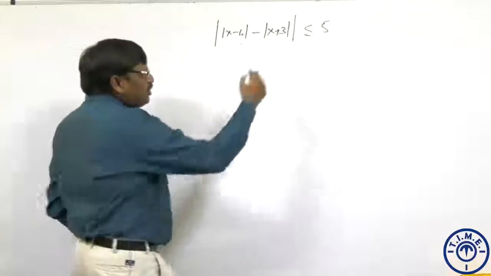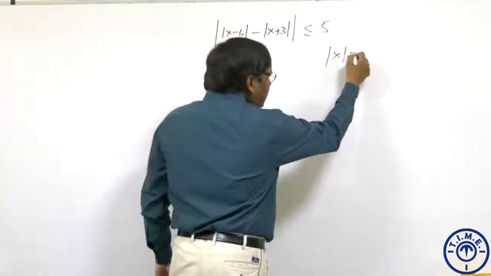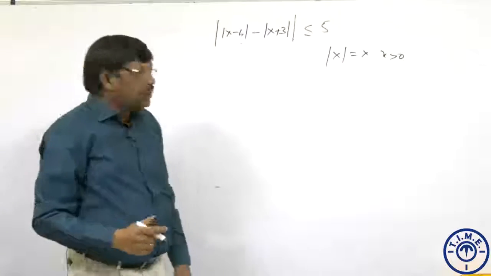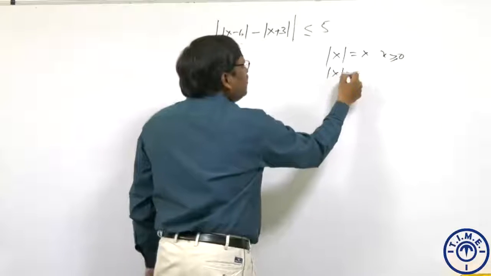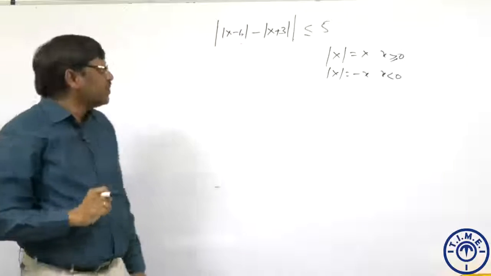Friends, you know the basic definition: mod of x is equal to x if x is greater than or equal to 0, and mod of x will be equal to minus x if x is less than 0. This is the basic definition of this.